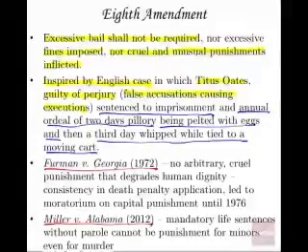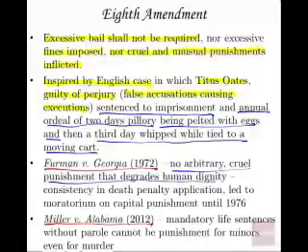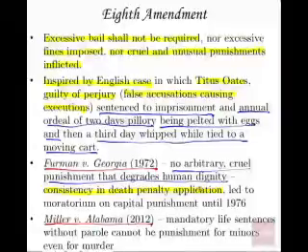Now, what is Furman versus Georgia? So this is the death penalty amendment. So the Supreme Court ruled that no arbitrary, cruel punishment that degrades human dignity can be applied to criminals. And they had a problem basically saying that the consistency in death penalty application wasn't there. So they basically said the application of the death penalty was pretty random, and so basically it didn't call for a ceasing of executions.